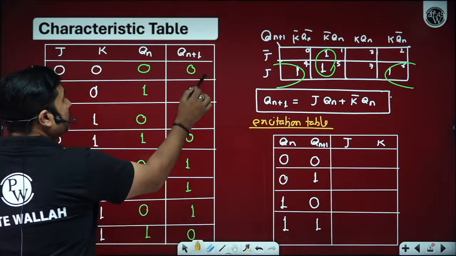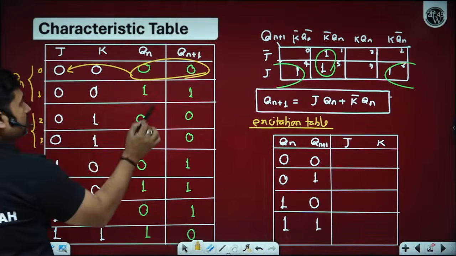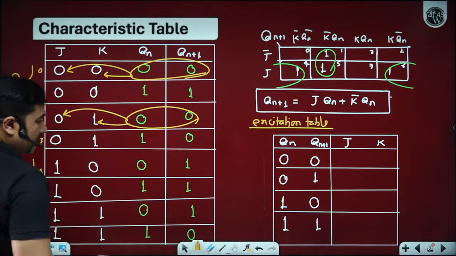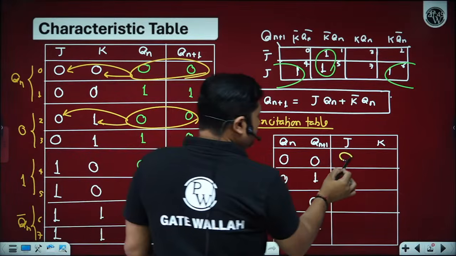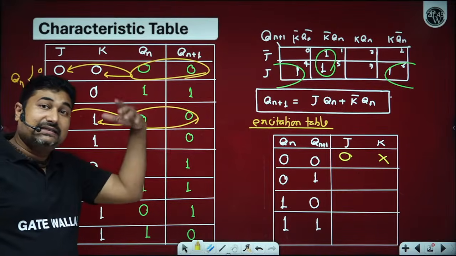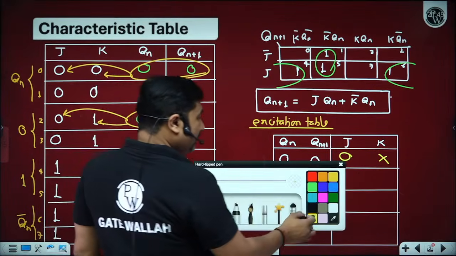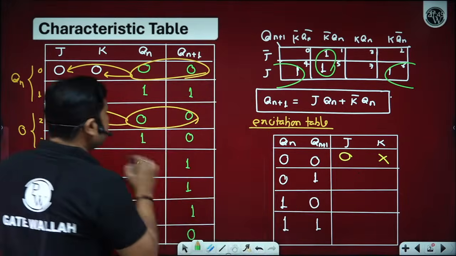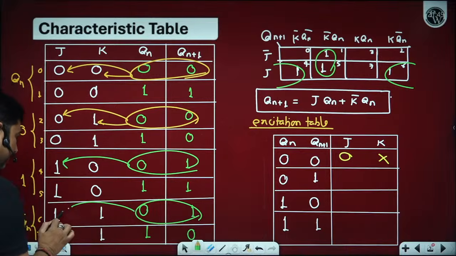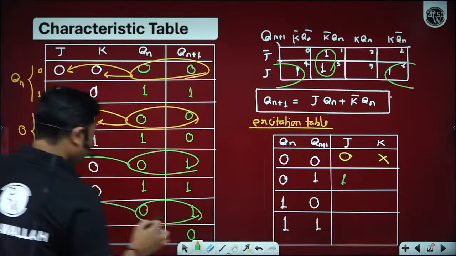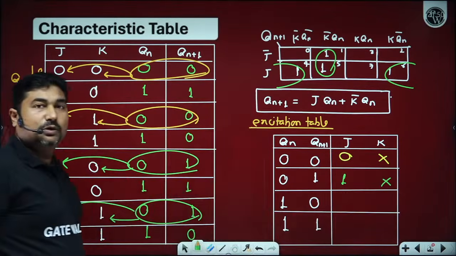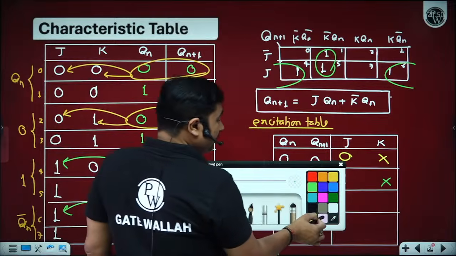For 0 0, what is the value of J and what is the value of K? J must be 0, K may be 0, may be 1, if we want present state 0 and next desired state also 0. For present state 0 and next desired state 1, J must be 1. However, K may be 0, may be 1, so we represent it as don't care. Up to this part I have completed.